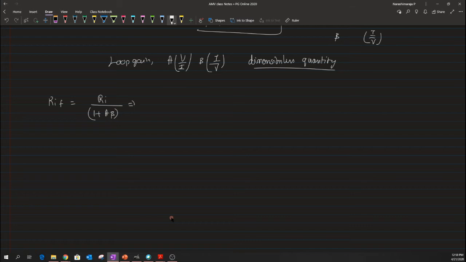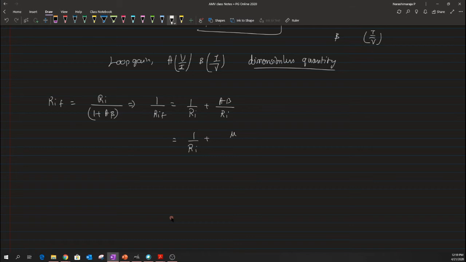Now I am just going to rewrite this expression in a different way in order to ease the calculation of this RIF. Rather than writing it as RIF, I will write it as 1 by RIF, so that one could write this expression as 1 upon Ri divided by A beta times that of Ri. Now I am going to substitute all of these expressions that we have computed. A beta is nothing but mu into Ri divided by Rif.